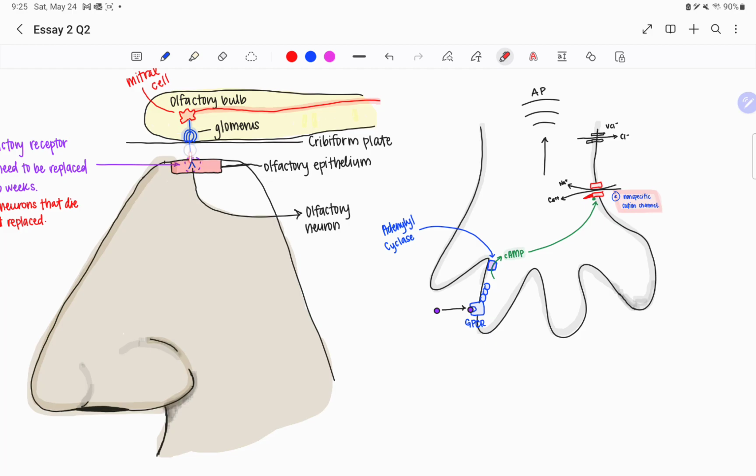So then the action potential goes up through the cribriform plate, and it's going to go into this glomerulus, into the mitral cell, and then it's going to head straight to the brain. It goes to two different places. We've got the temporal lobe and the frontal lobe. Now, the frontal lobe is kind of cool.